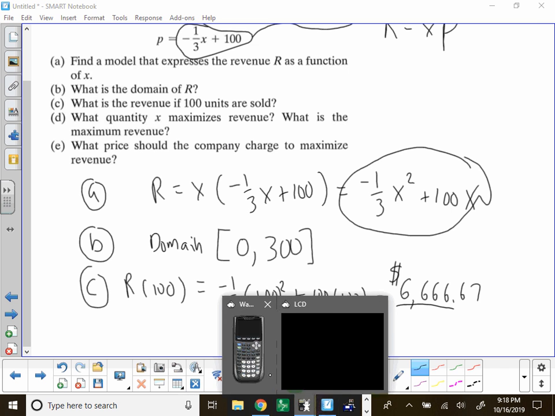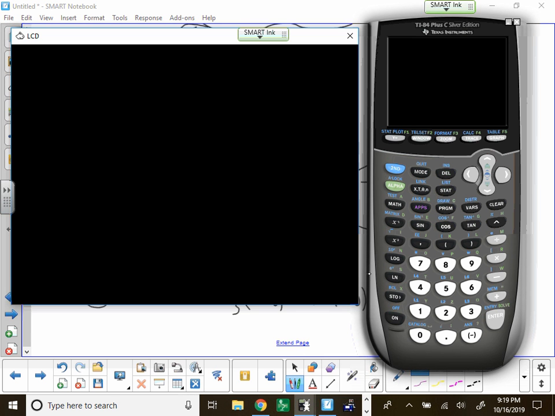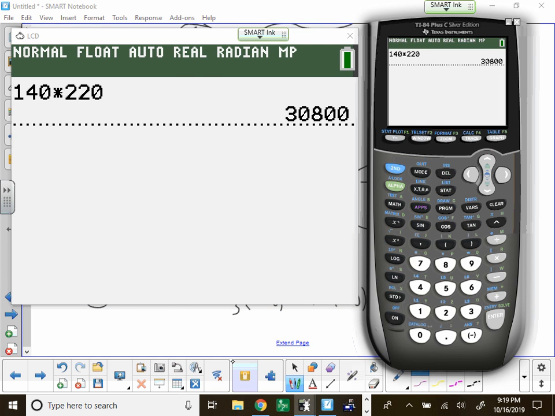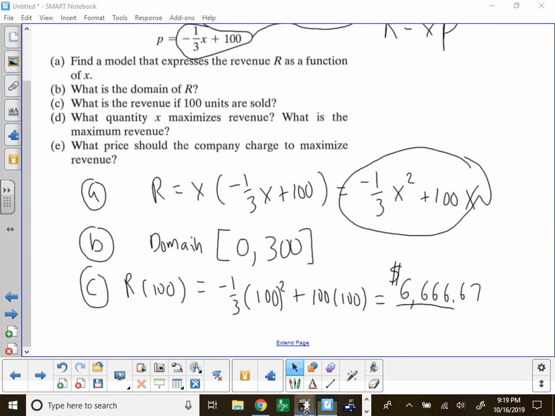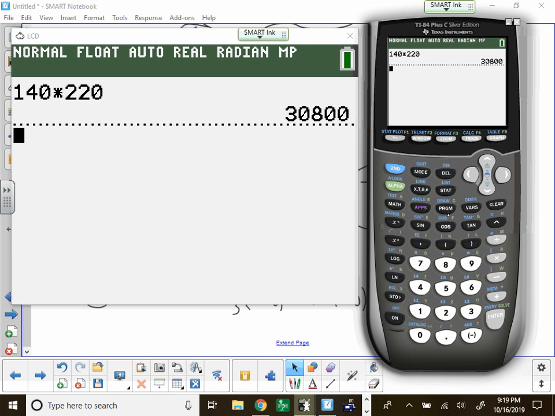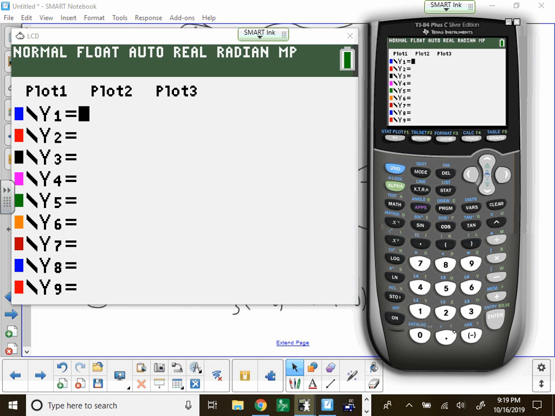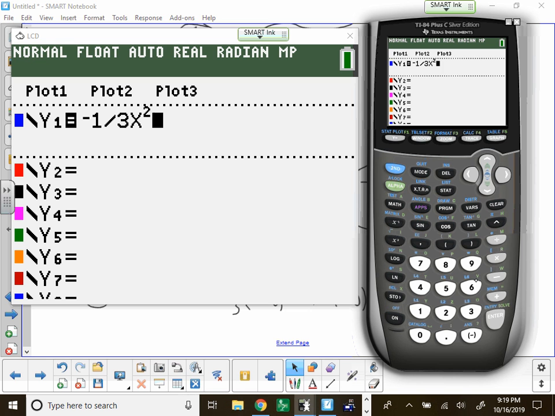So calculator and full screen on. Oops, lost the calculator. There we go. Clear. Y equals negative 1/3 x squared plus 100x.